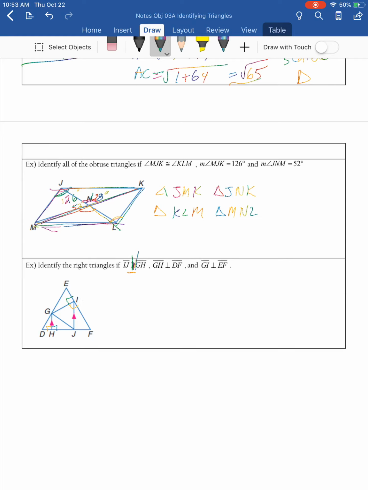Okay, if these two lines are parallel, then this angle here has to be right, which there's no triangle there, but this angle right here also has to be right, because this angle here and this angle here are corresponding. So I'm just going to go through. We have triangle GDH. We have triangle GHJ. Okay, I have triangle GIE.